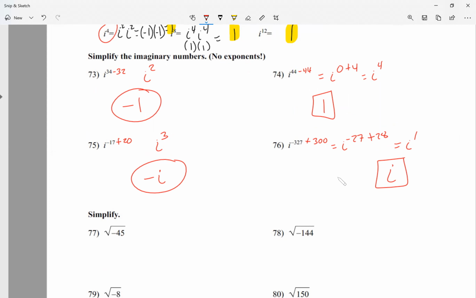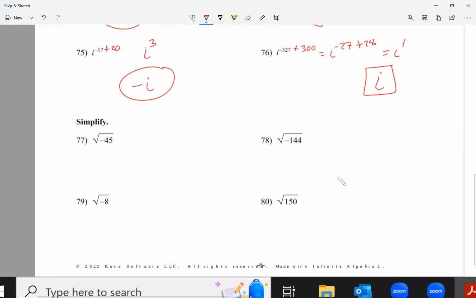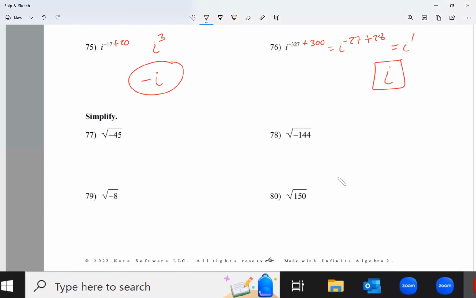Okay, now let me simplify radicals. You guys are familiar with square roots, right? You know the square root of 4, the square root of 9, the square root of 16, the square root of 25, 36, 49, 64, 81, 100. You are familiar with perfect squares. Those are nice because they simplify to whole numbers.